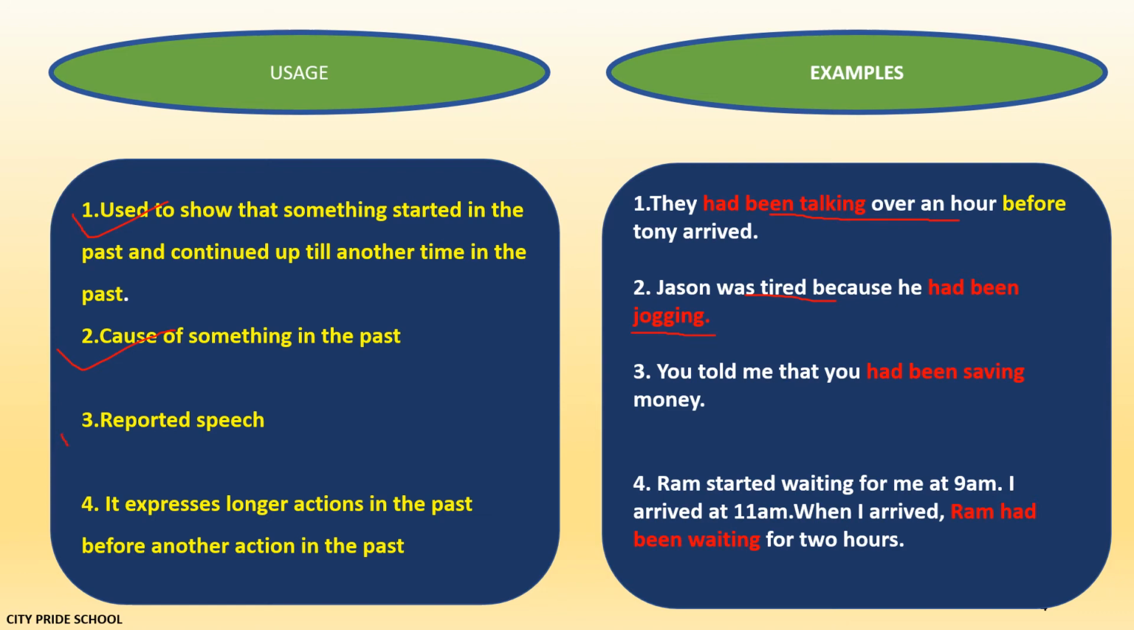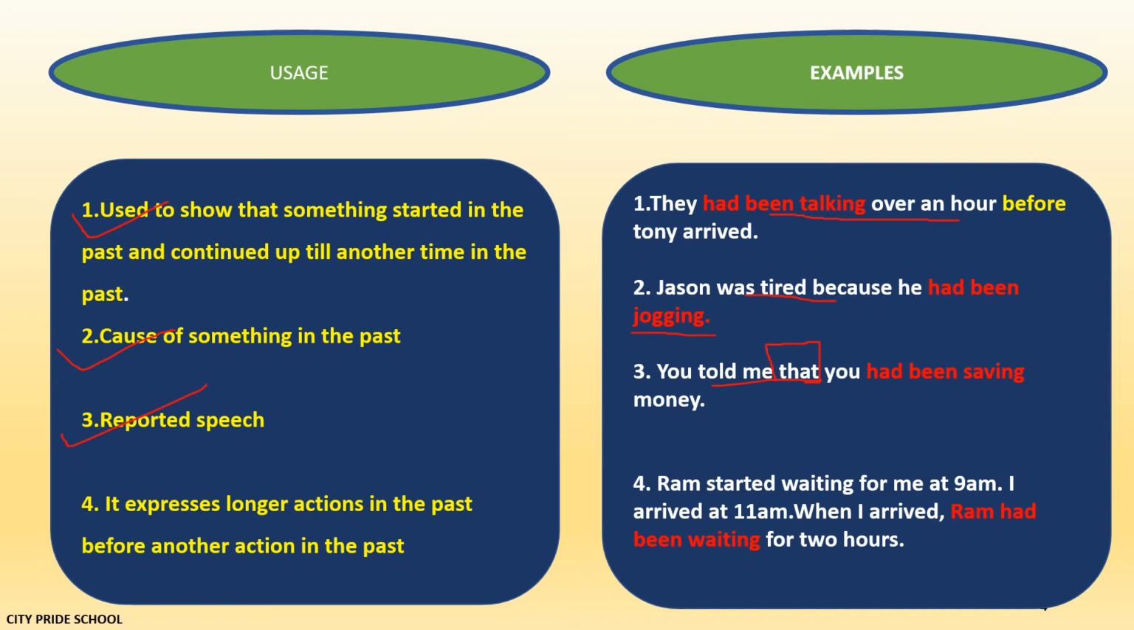Then in reported speech also we use past perfect continuous. You told me that you had been saving money. If you remember, we did direct and indirect speech last year. You told me that, when that comes, it becomes reported speech or indirect speech. Then it expresses longer actions in the past before another action in the past. So whenever we talk about long actions, we should preferably use past perfect continuous.